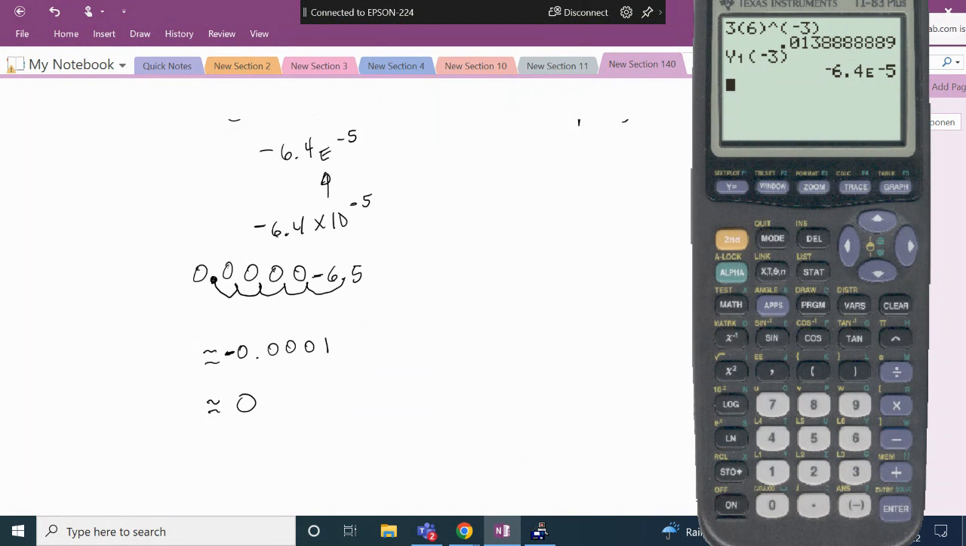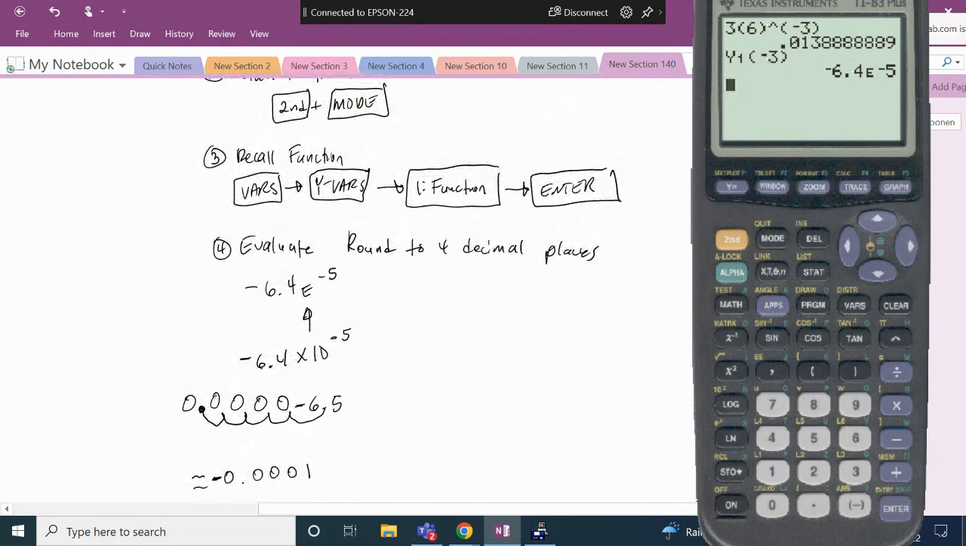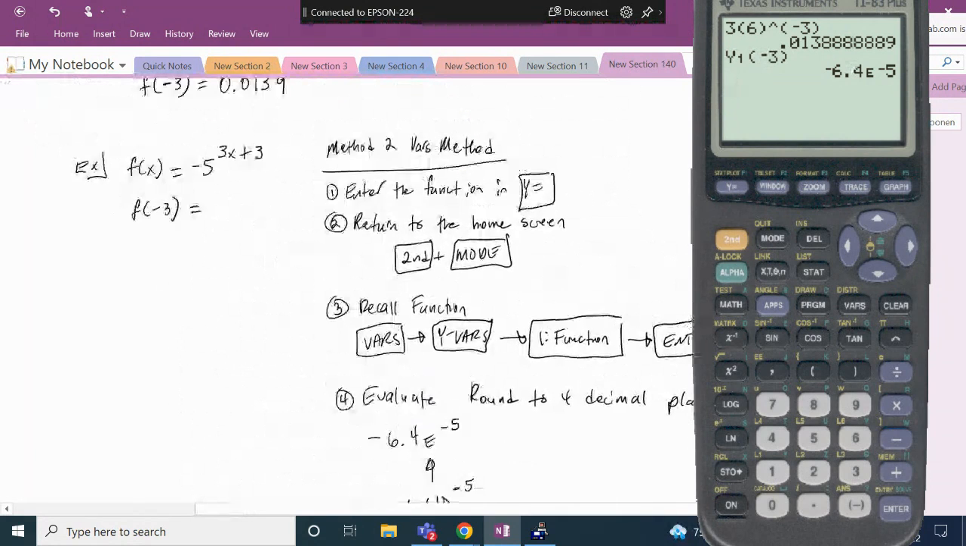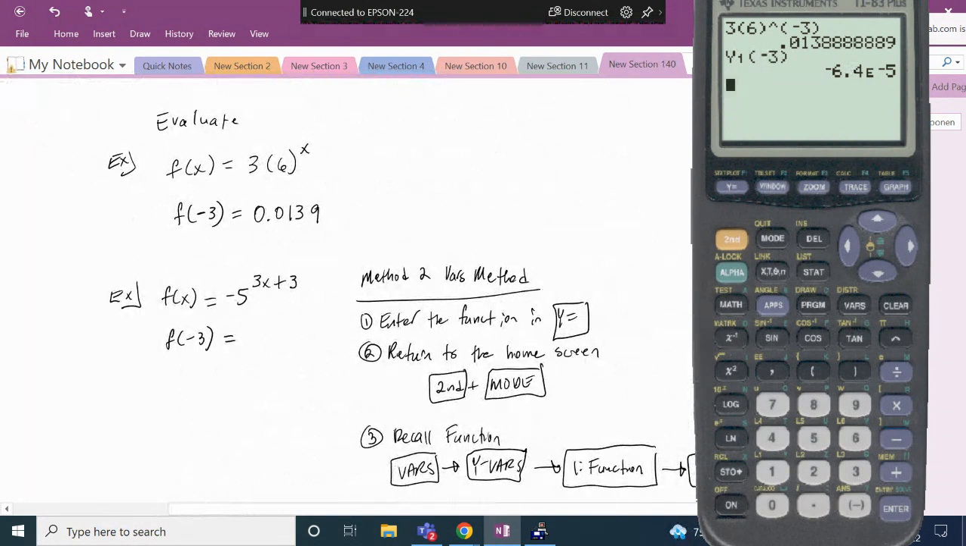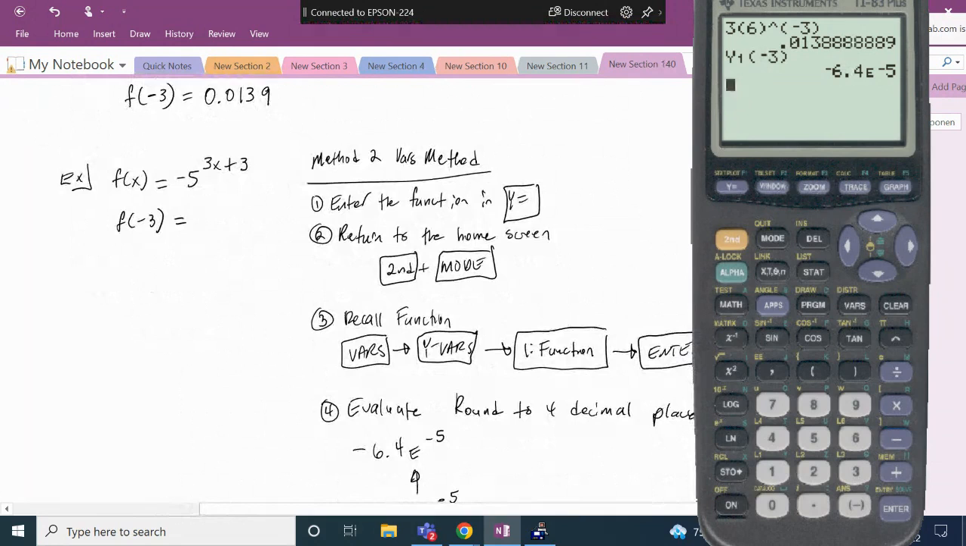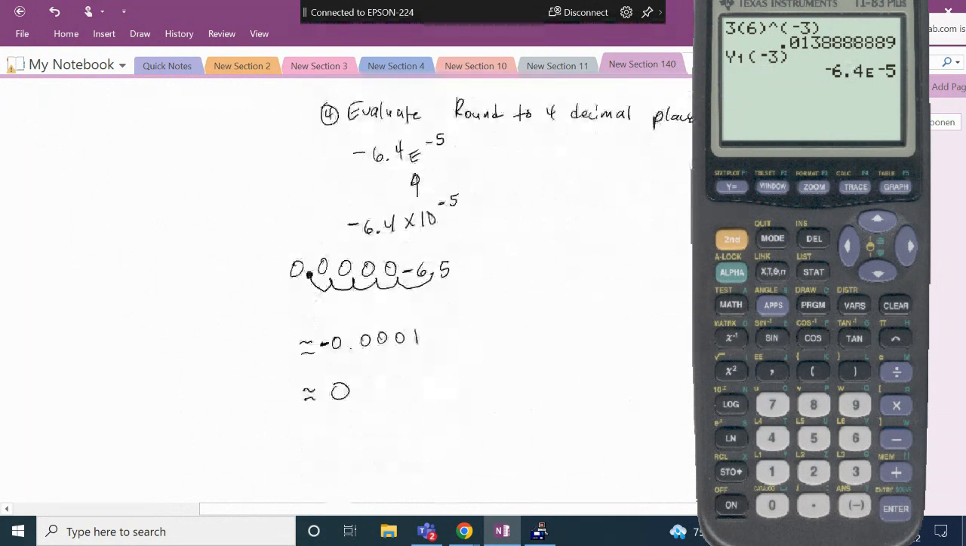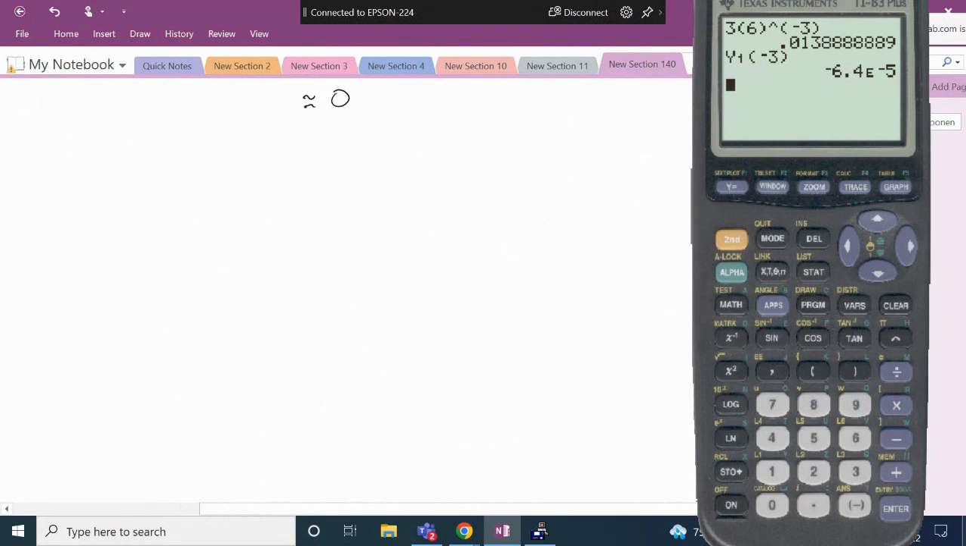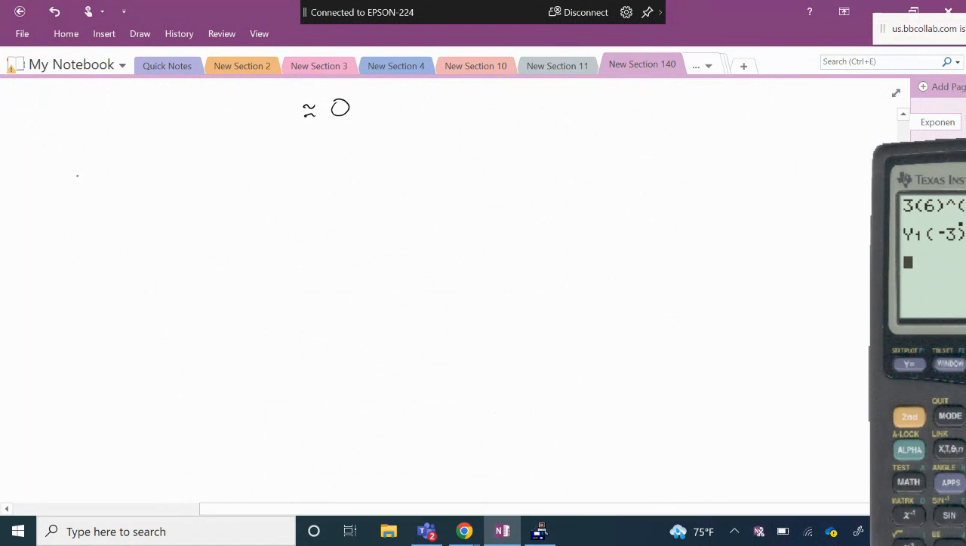So just 2 methods on how to evaluate exponential functions. You can simply directly substitute the number in, or you can put it in y equals and evaluate it through the function itself. All right, now we're going to talk about solving exponential functions.